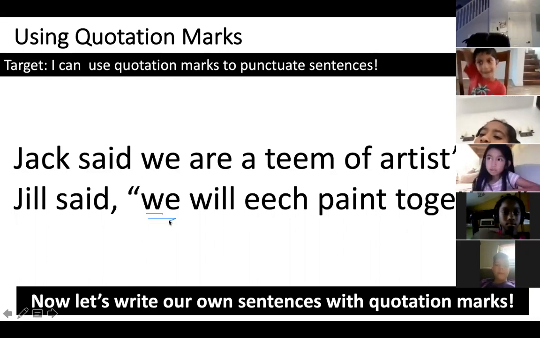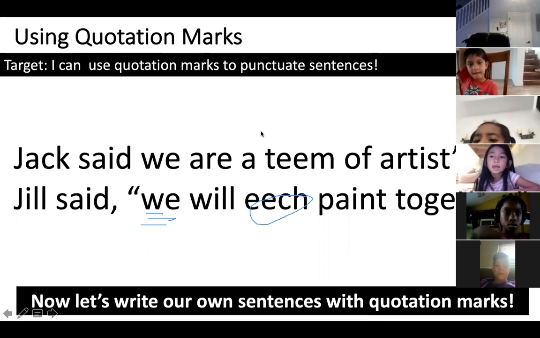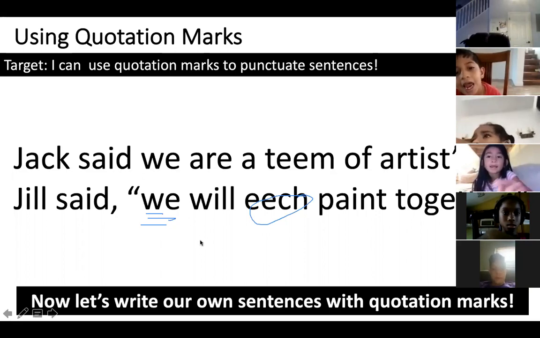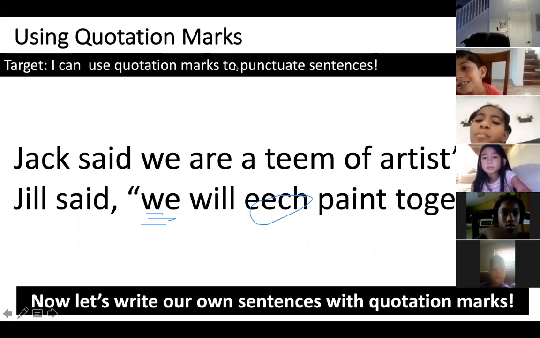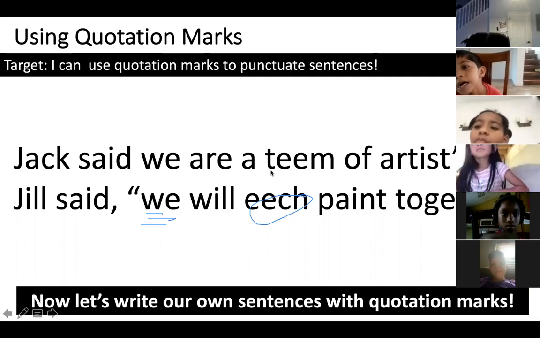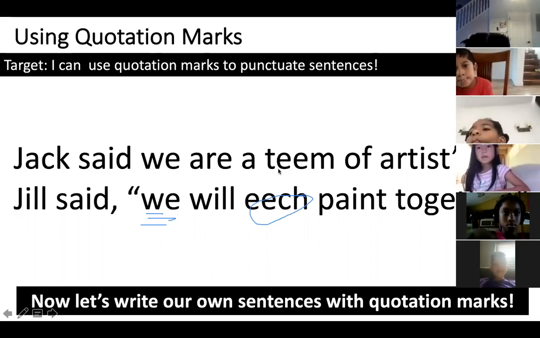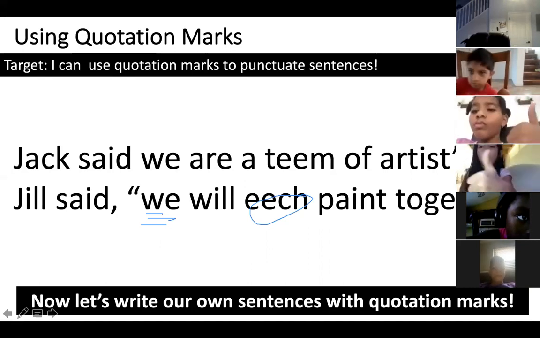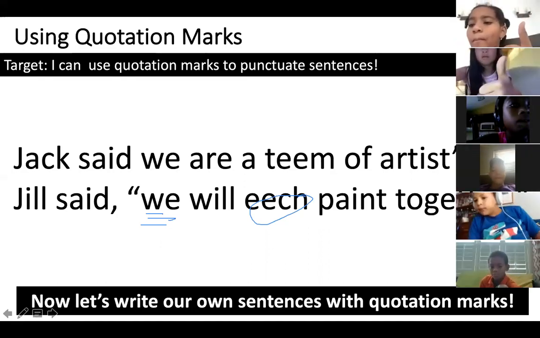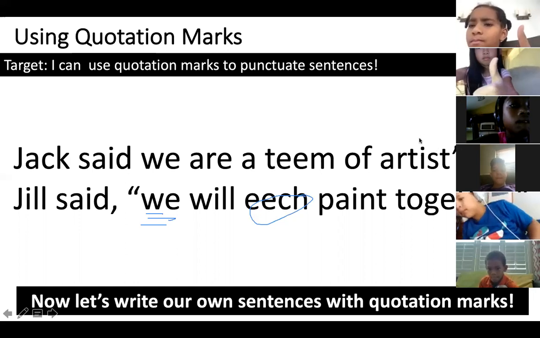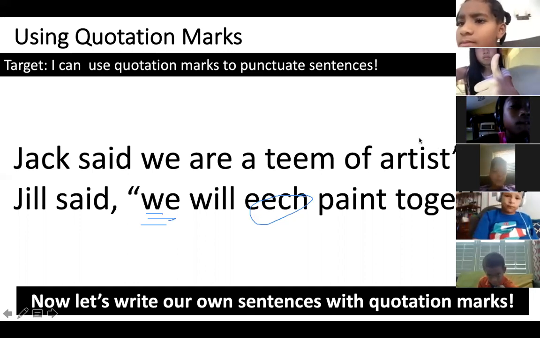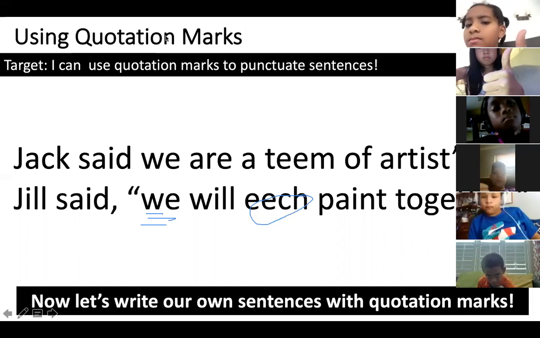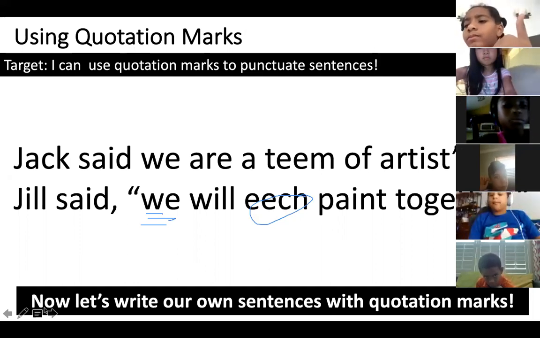Okay, so she identified that each is spelled wrong. So each should be E-A-C-H instead. Good. Is all the other punctuation in this sentence correct? Give me a thumbs up if you think all the rest of the punctuation is correct. Have a look at the sentence. Good, correct. All the rest of the punctuation is correct.